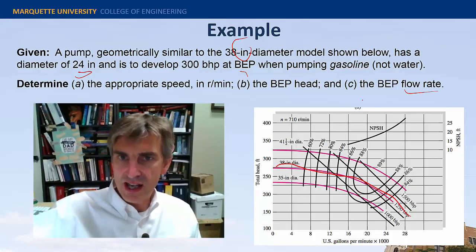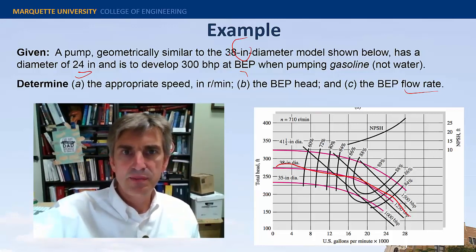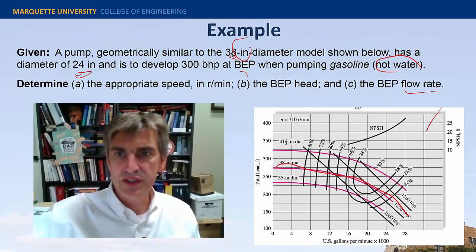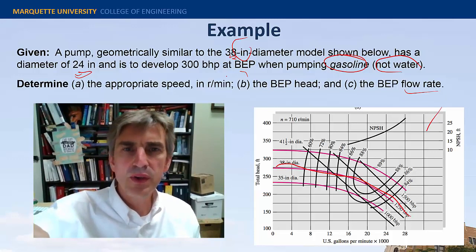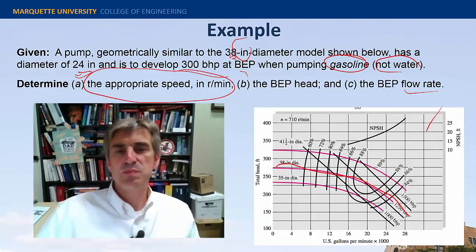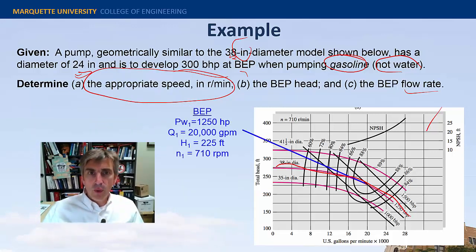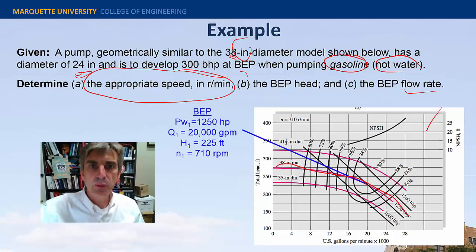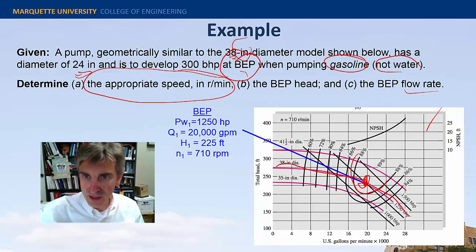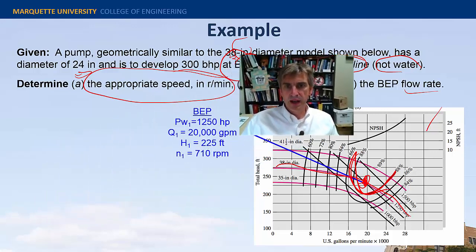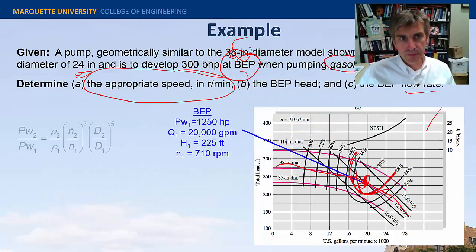So the question is asking, if I had this pump and I changed the impeller from 38 to 24 inches, and I changed from water, this is done for water, to gasoline, what would the speed have to be? Well, it says here that we're operating at BEP. So BEP is here. That's the best operating point. You can find it by looking at the best efficiency. It's about right in there for the 38-inch impeller.